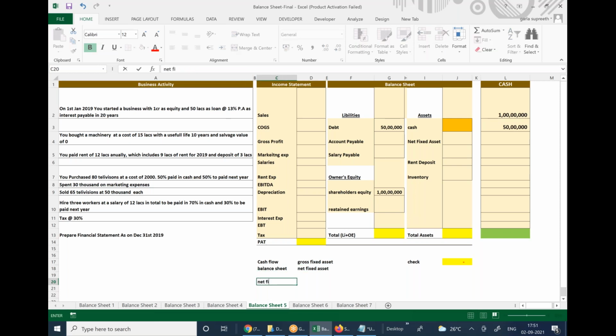What is net fixed asset? Net fixed asset equals gross fixed asset minus depreciation, which we have done in yesterday's problem. What are they asking in assets? Net fixed asset. So you bought a machine of 15 lakhs with a useful life of 10 years. So that means this year, how much will be the depreciation? Anyone can tell me what is the depreciation value?